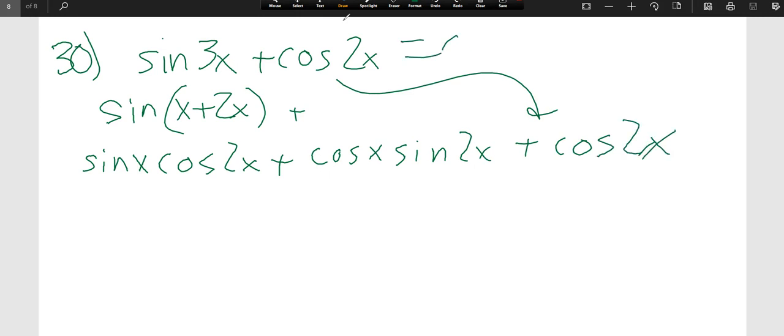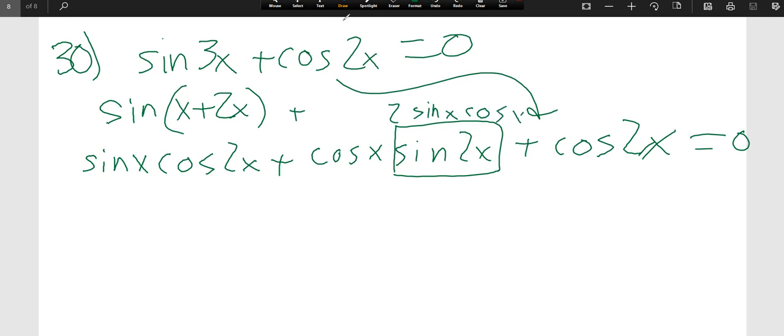And they want to know when this thing equals 0. So, let's see. What do you want to replace? Well, sine 2x, that's a pretty easy replacement, right? And so we know that's going to be 2 sine x cosine x. And so if we replace that one and simplify that middle term, it turns into 2 sine x cosine squared x.